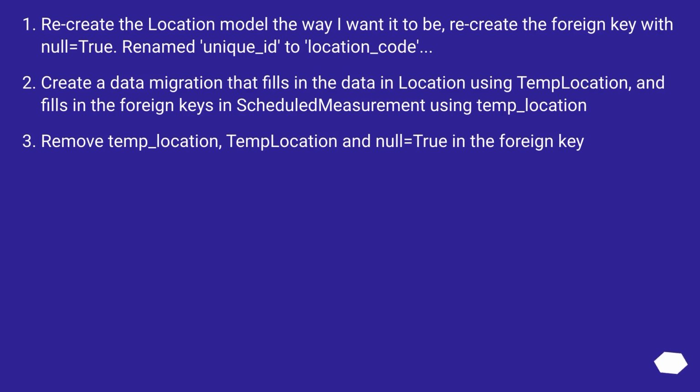Recreate the Location model the way I want it to be. Recreate the foreign key with null=True. Rename unique_id to location_code. Create a data migration that fills in the data in Location using TempLocation, and fills in the foreign keys in ScheduledMeasurement using temp_location_unique_id. Remove TempLocation, temp_location_unique_id and null=True in the foreign key.